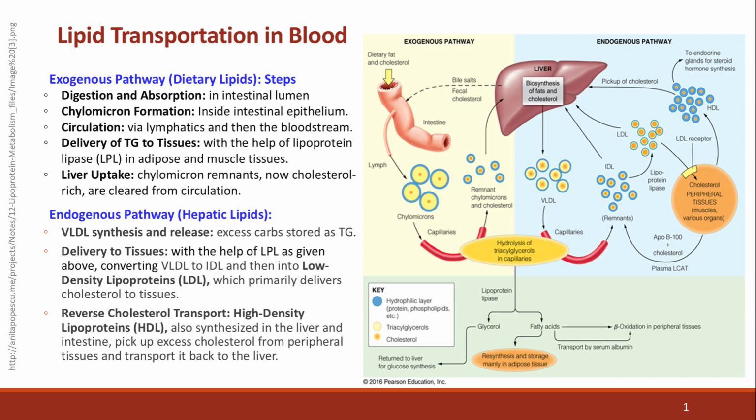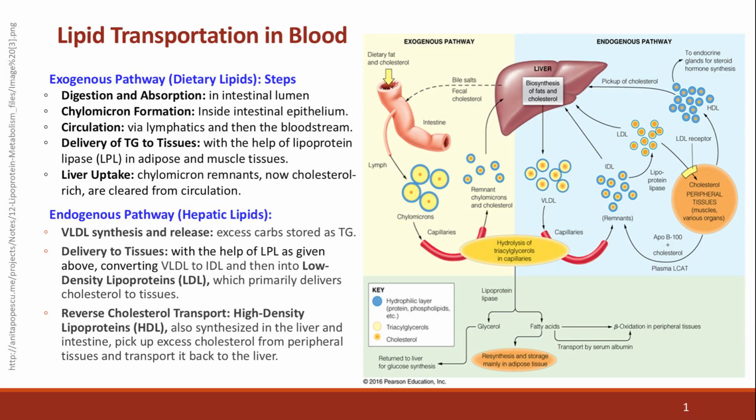Ingested triglycerides are broken down into free fatty acids and monoglycerides in the small intestine through the action of bile salts for emulsification and pancreatic lipase for hydrolysis. Then, inside intestinal epithelium, these components are reassembled into triglycerides and packaged with cholesterol and apolipoproteins into large lipoprotein particles called chylomicrons. These chylomicrons then enter the lymphatic system and ultimately the bloodstream for tissue delivery.